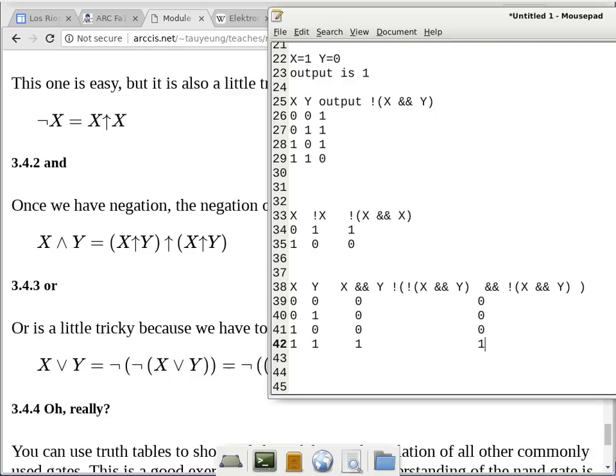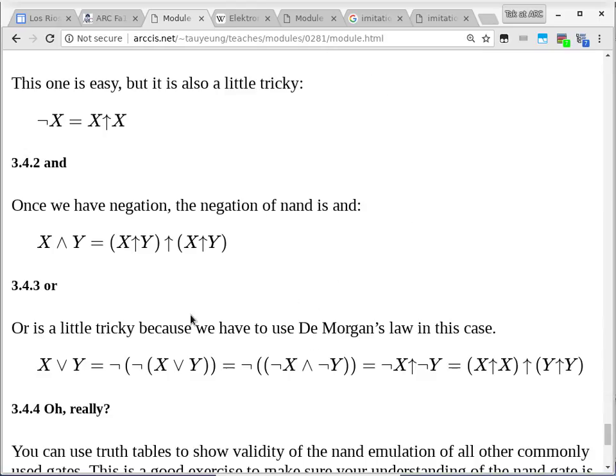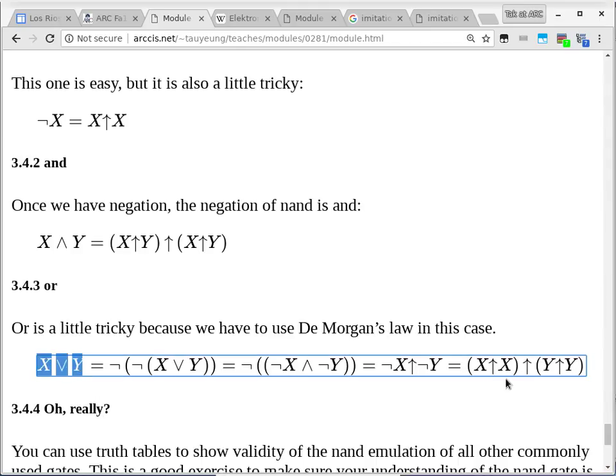All right, so the next one is even more complicated because it is OR, and it requires the use of De Morgan's law, and I'm not going to get into De Morgan's law, but the bottom line is x or y can be expressed as x NAND x, the whole thing NAND, y NAND y. And you can do exactly the same thing with a truth table to verify that that is the case. Okay? So this is the pine needle.